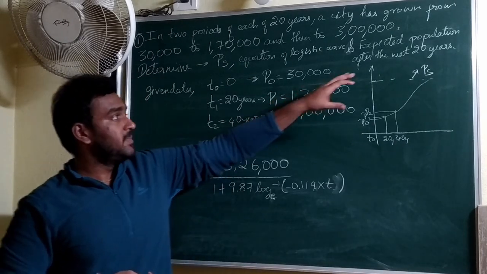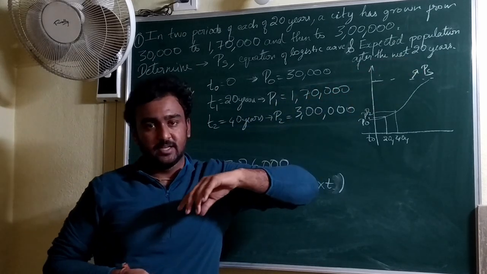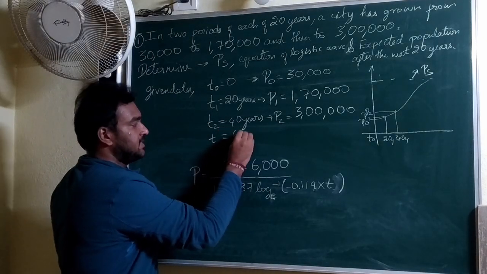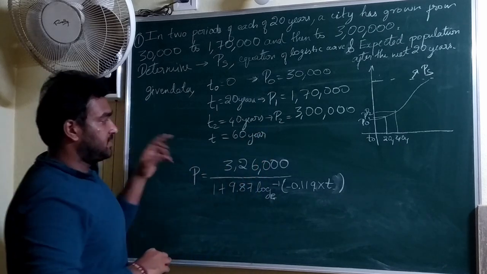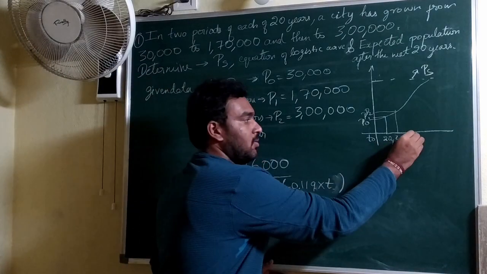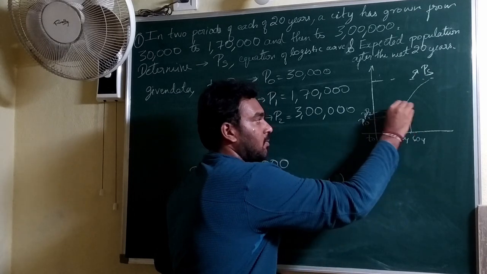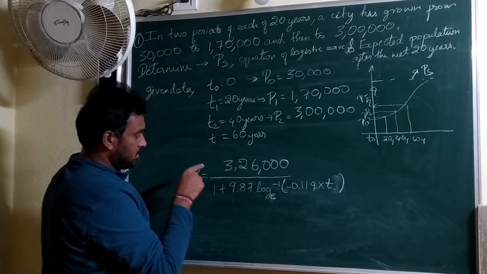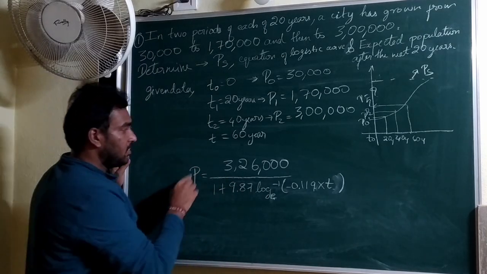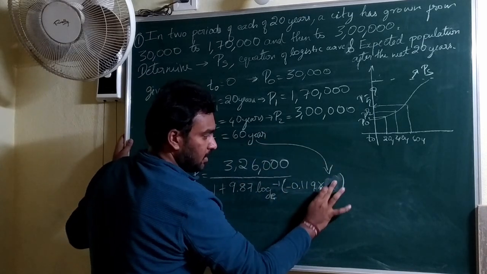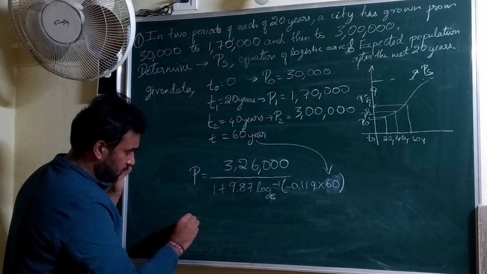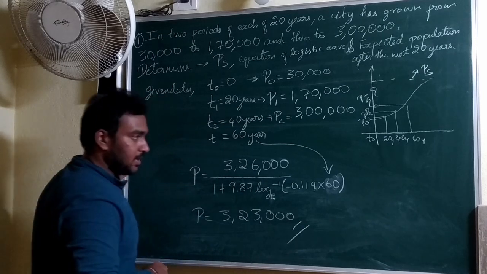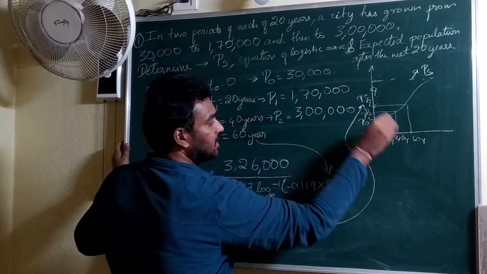At last, we need to estimate the population after the next 20 years. That means it is asking for the population after the next 20 years, meaning after 40 years it will be 60 years. So at 60 years, what is the population? In order to find that, we take this equation itself and substitute 60 years in here. After substituting, we will get 3,23,000 as the estimate. So this is the population at 60 years.